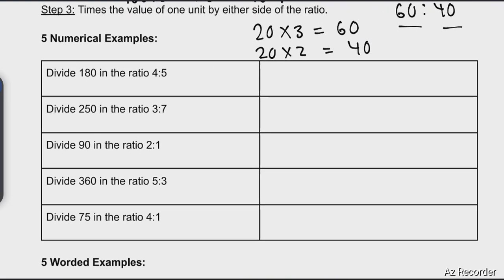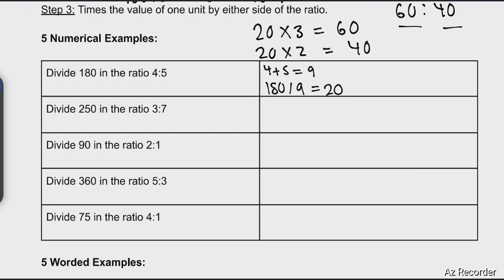Divide 180 into the ratio of 4:5. The first thing we're going to do is add up our total number of parts. So 4 plus 5 is equal to 9. Then we find the value of one part by doing 180, the number that we're trying to split, divided by 9, the total number of parts. And that is going to equal 20.